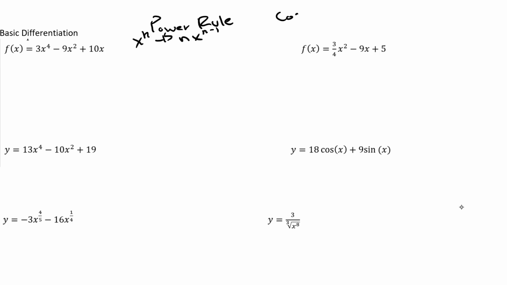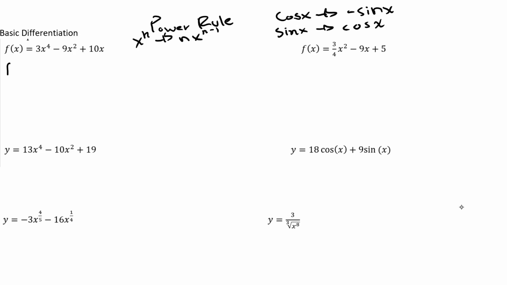And cosine x, our derivative is negative sine x. And sine x, our derivative is cosine x. All right, those are rules that you wrote down up top. So let's go ahead and do these. The first 3 don't require us to do any real heavy lifting aside from just apply the power rule.